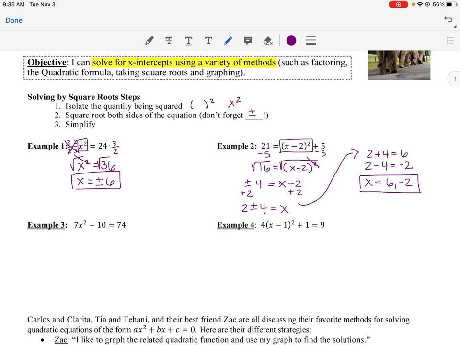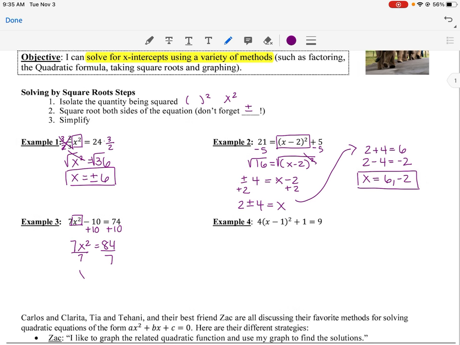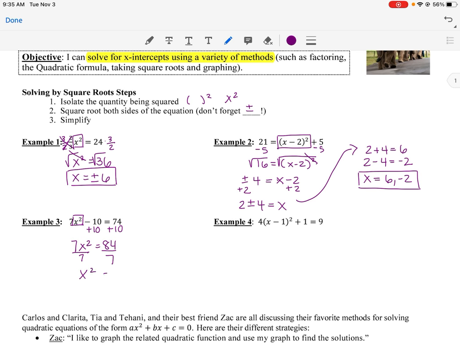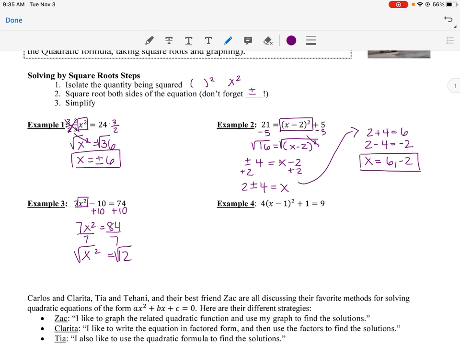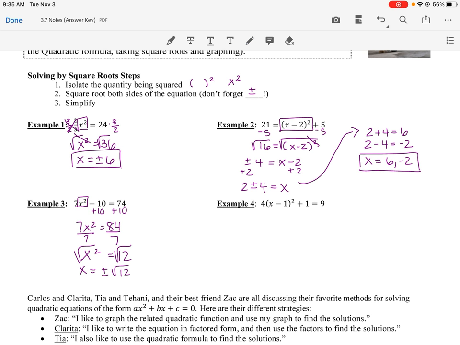Okay, this next one, we're trying to isolate x squared. So if you just think about that as like 7x plus 10, and don't even worry about the squared equals 74, we'd start by adding 10 to both sides. So we get 7x squared equals 84. Then we divide both sides by 7. And we get x squared equals 12. So same thing, take the square root of both sides, and you get x equals plus or minus the square root of 12. So now we just got to take the square root of 12 and see if that simplifies.